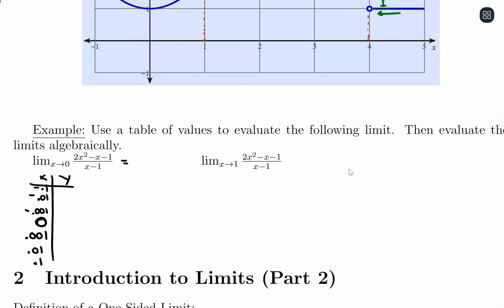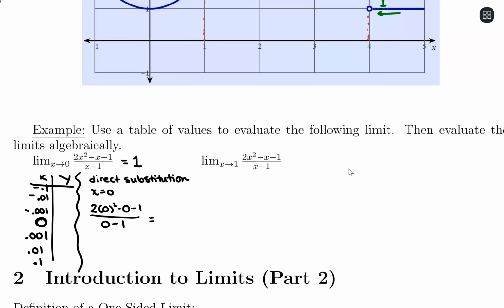So how we could have actually done this without a table of values is using something called direct substitution, which is the idea of taking, if x is approaching 0, just let x equal 0 and plug it into the function. So like 2 times 0 squared minus 0 minus 1 over 0 minus 1. And what we would end up with there is negative 1 over negative 1, which is positive 1. So we could have done this with just direct substitution. We didn't actually need a table of values because we're actually defined at that point.